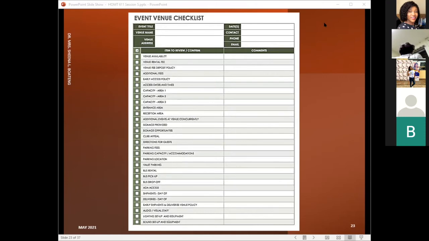Yes, Doc. They are also checking whether the venue has an entrance area, a reception area, and additional events at the venue concurrently. They want to make sure that on the day of their events, there are no other additional events being held. So if there are additional events being held, they'll check this box. They also want to check if signage is provided by the venue.